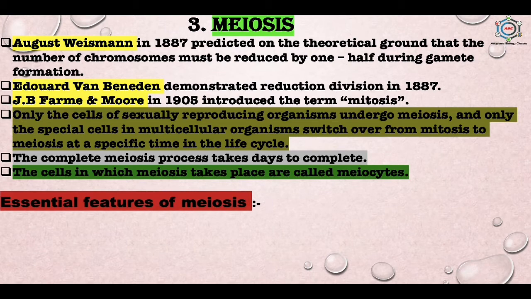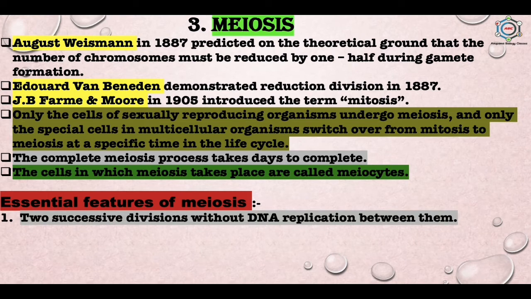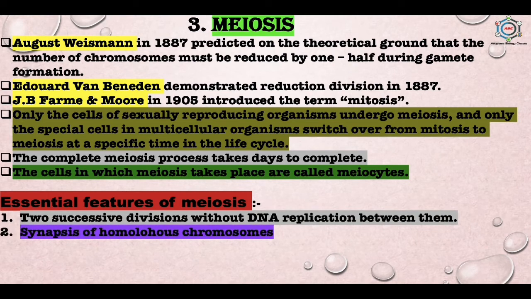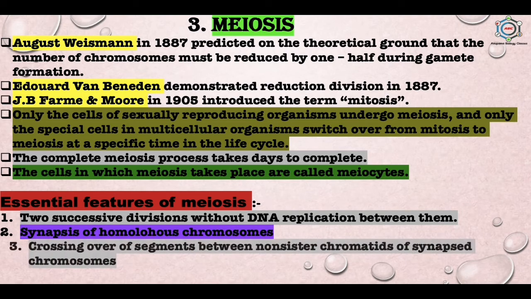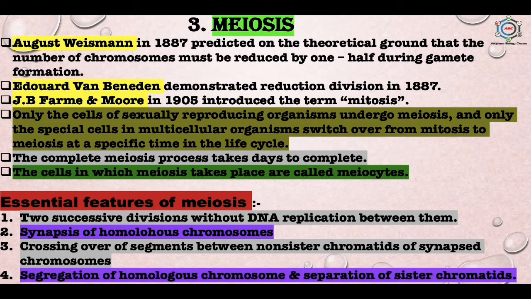Now, the essential features of meiosis. The two successive divisions without DNA replication between them. Synapsis of the homologous chromosomes occurs. Crossing over of the segments between the non-sister chromatids of the synapsed chromosomes, and the segregation of homologous chromosomes and the separation of sister chromatids. So these are the essential features of meiosis.